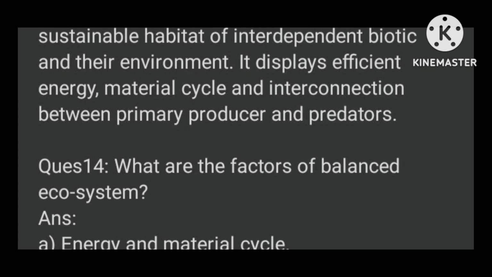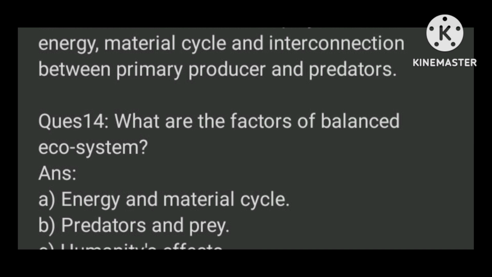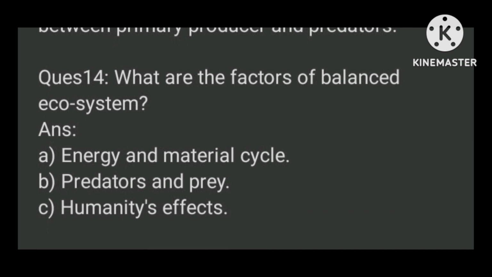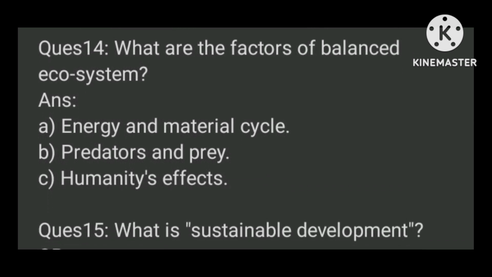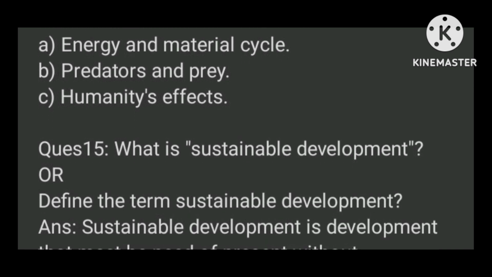Question number 14. What are the factors of balanced ecosystem? Answer. A. Energy and material cycle. B. Predators and prey. C. Humanity's effects.